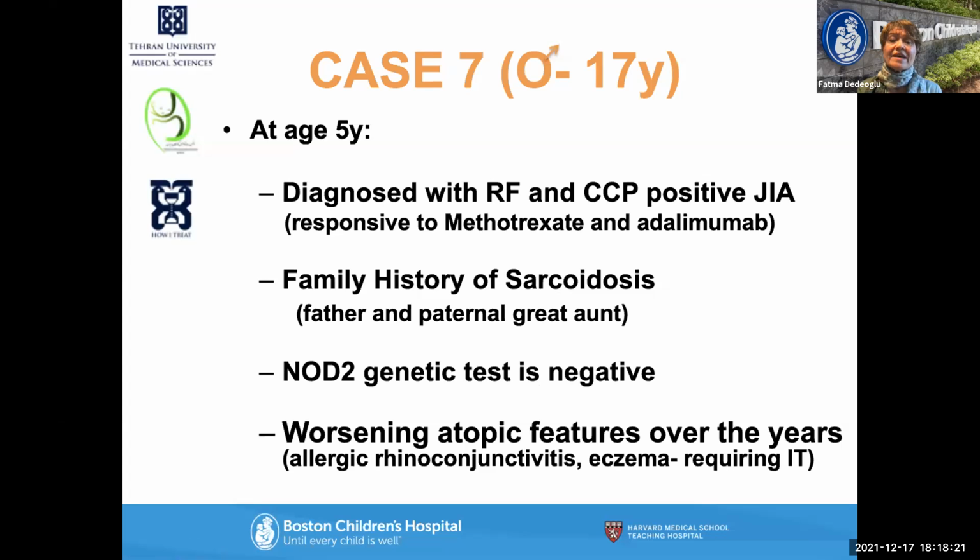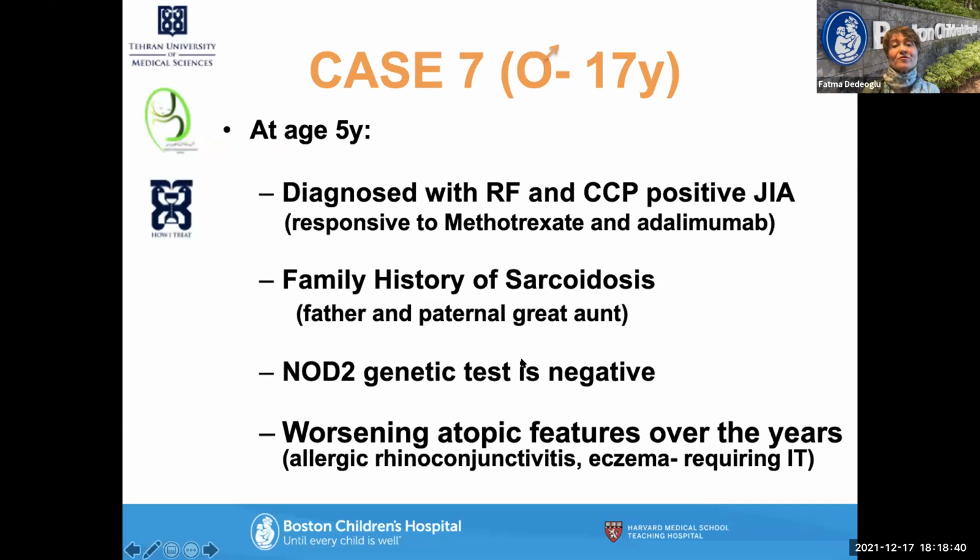Just as a caveat, whenever I hear a sarcoidosis diagnosis in the family history, I always think about immune dysregulation, if it's not a classic sarcoidosis presentation, especially CVID patients and so on. So that also made me keep thinking about this patient.